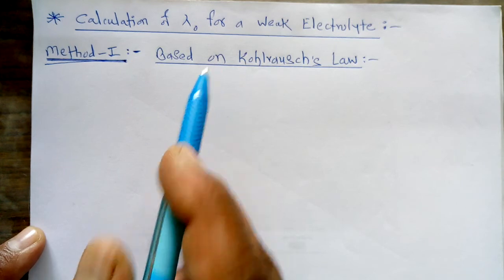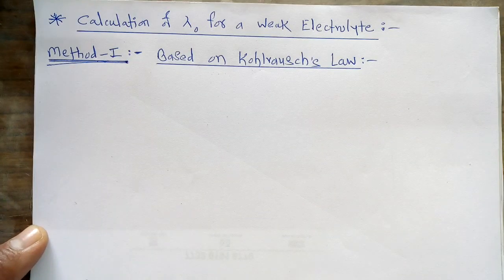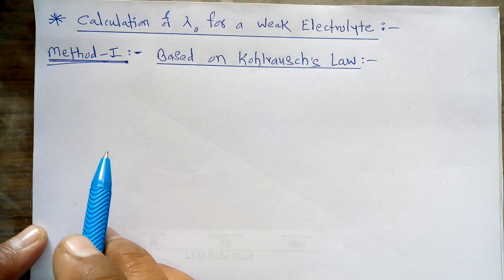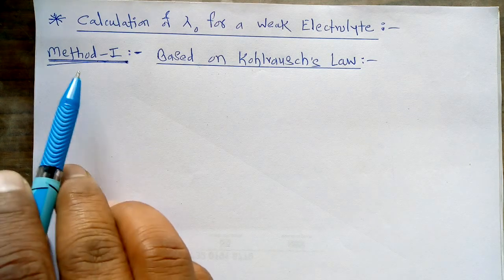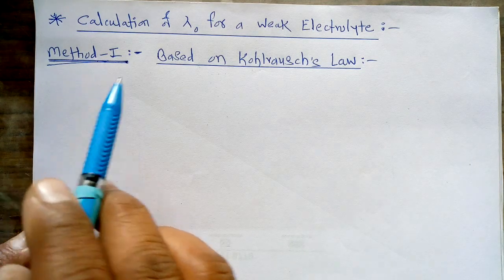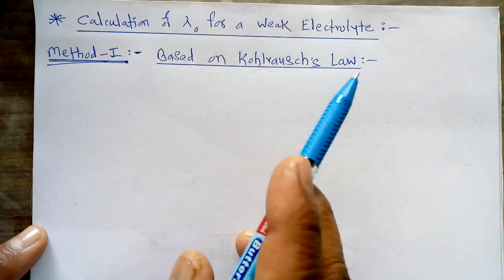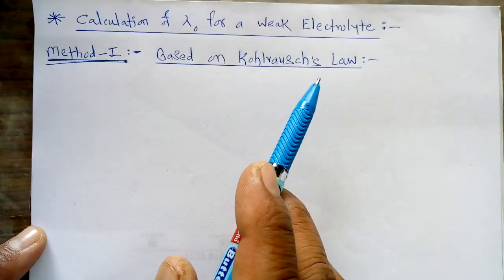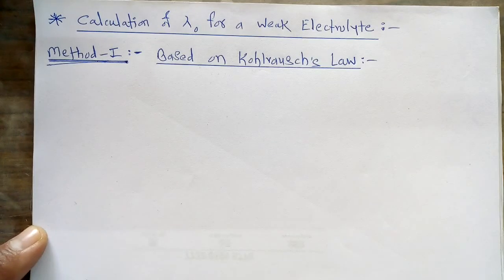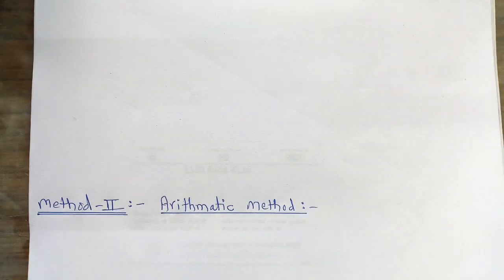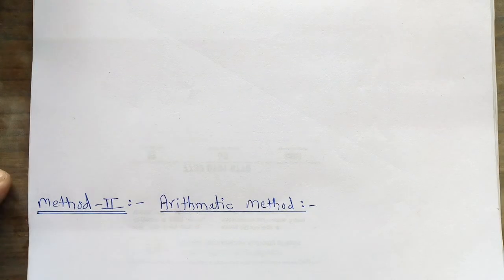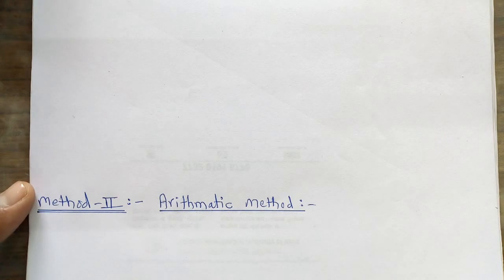So, in order to calculate this lambda 0 for a weak electrolyte, we have to use some methods. There are two methods for the calculation of lambda 0. The first method is based on Kohlrausch's law, which we studied in the previous lecture. And the second method is called the arithmetic method. Now, how to calculate lambda 0 by both these methods, that we have to study.